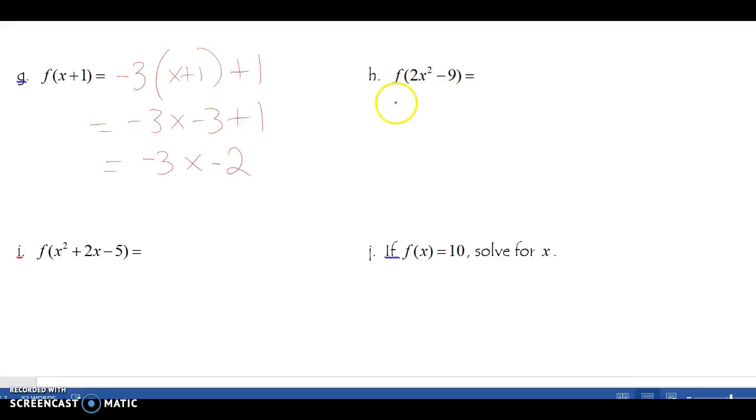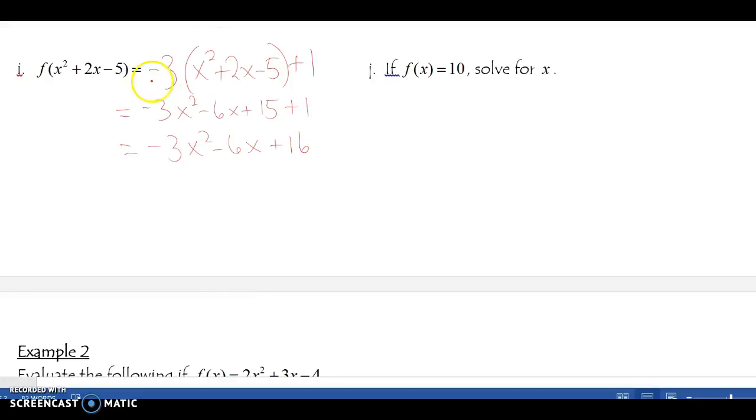H, we'll take out the x, replace it with 2x squared minus 9. It's a quantity, so that's why I'm using parentheses. And don't forget about that plus 1. Distribute. And then combine your like terms. Alright, you guys try I.